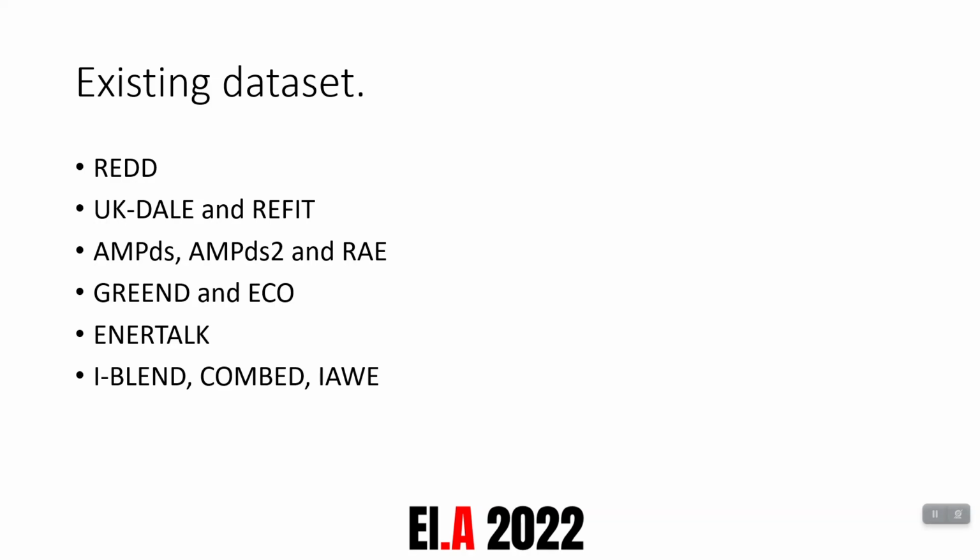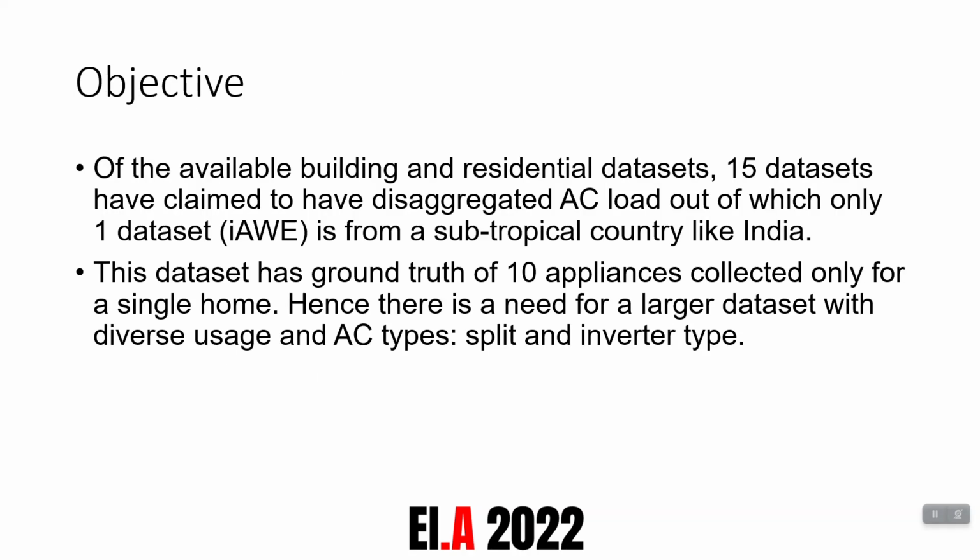So this is where we were motivated, because from the available aggregated data sets that are present, those that have claimed that they have AC load disaggregation, there's only one dataset, IAWE, that is from India, and also this dataset has ground truth for 10 appliances from a single home. Therefore, we felt that there is a need for a larger dataset with more homes and also with diverse usage in AC types. So we have split AC type and inverter AC type.